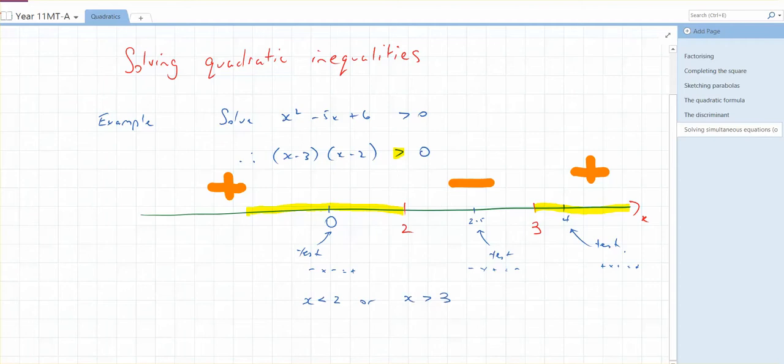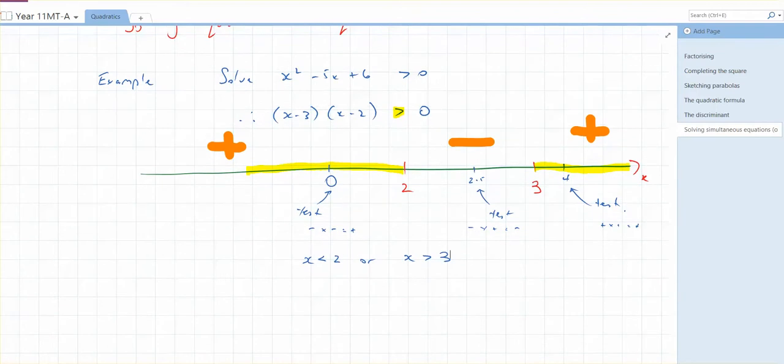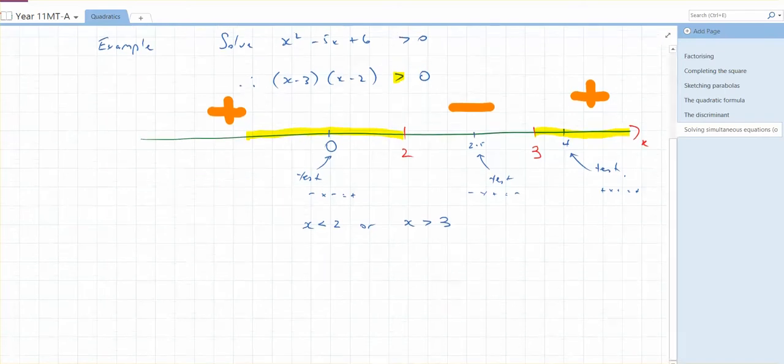Okay, and remember how that slotted into our work on discriminants: when we find a discriminant in terms of m or p or whatever it is, and we need to solve a quadratic inequality, this is the work we need to do.